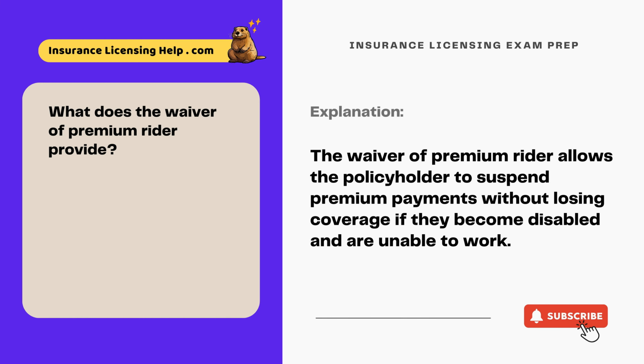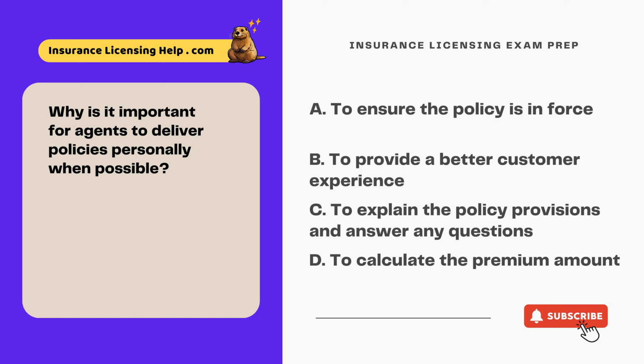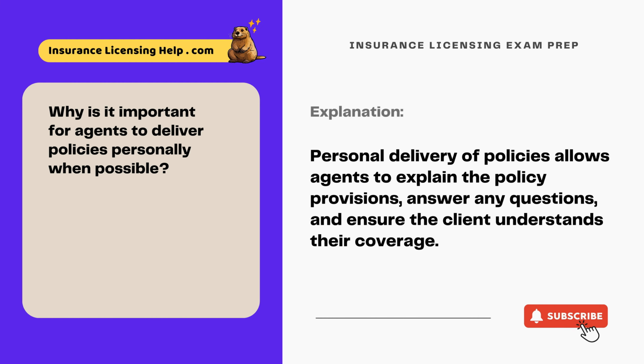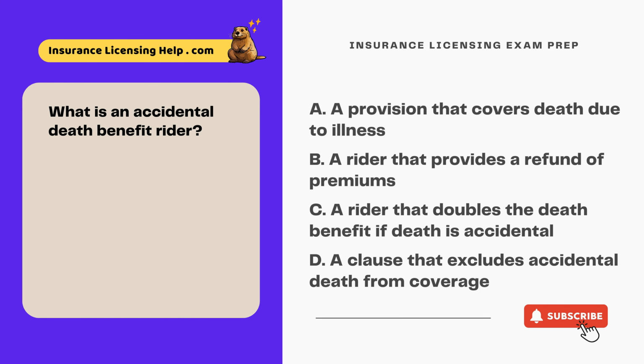are unable to work. Why is it important for agents to deliver policies personally when possible? A. To ensure the policy is in force. B. To provide a better customer experience. C. To explain the policy provisions and answer any questions. D. To calculate the premium amount. The correct answer is C, to explain the policy provisions and answer any questions. Personal delivery of policies allows agents to explain the policy provisions, answer any questions, and ensure the client understands their coverage.